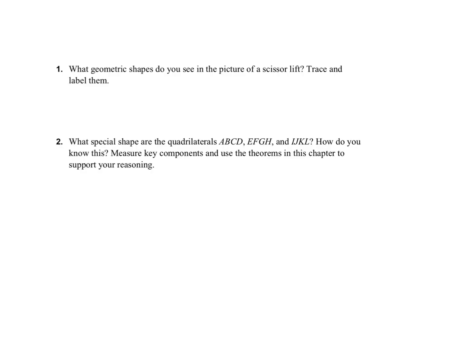What special shape are the quadrilaterals A, B, C, D, E, F, G, H, and I, J, K, L? How do you know that? How do you know what special shape they are? And how can you measure those key components and use theorems in this chapter to support your reasoning? Again, you'll go back to some of the beginning geometry as well that you had earlier.